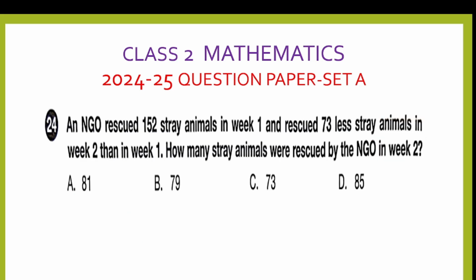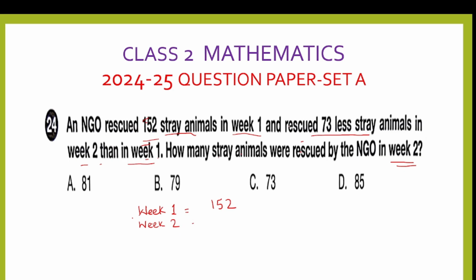Next question. An NGO rescued 152 stray animals in week 1 and rescued 73 fewer stray animals in week 2 than in week 1. So how many stray animals were rescued by the NGO in week 2? First of all, in week 1, the NGO rescued 152 stray animals. Now we have to find out how many animals the NGO rescued in week 2.